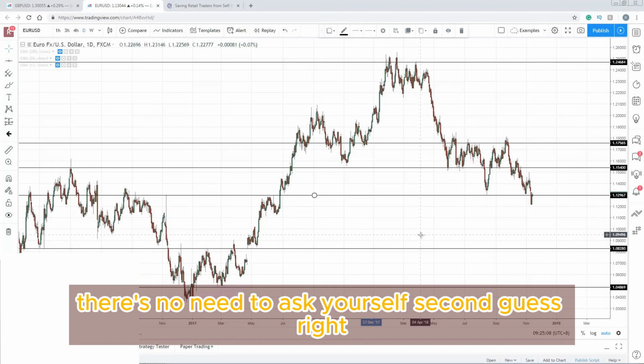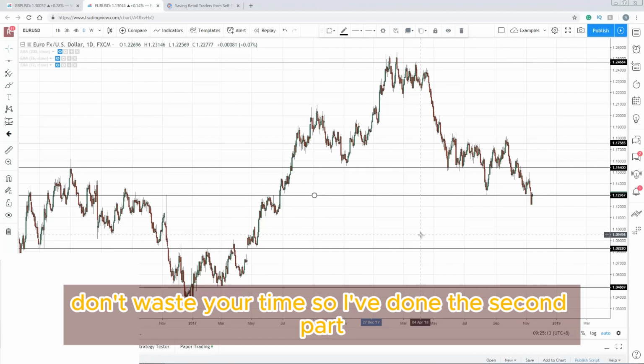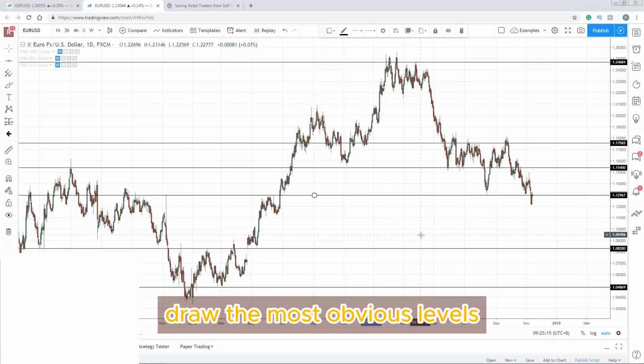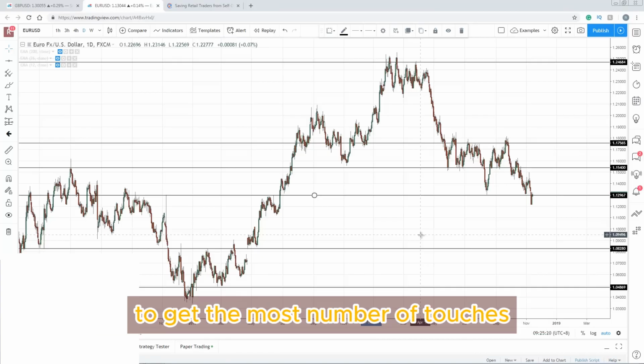You can notice that I can do it pretty quickly, right? There's no need to second guess yourself, right? Because if it's there, it's there. If it's not there, don't waste your time. So I've done the second part, draw the most obvious levels. And the third thing is to adjust your levels to get the most number of touches.